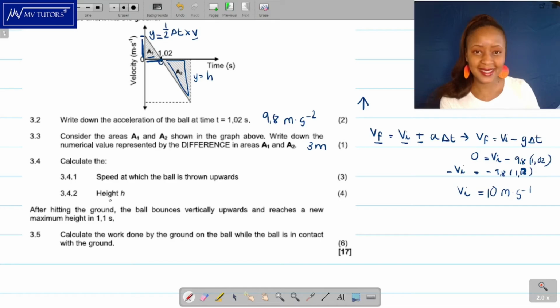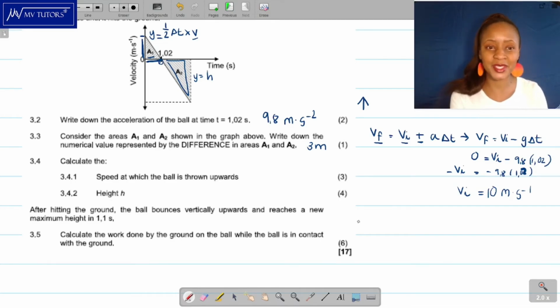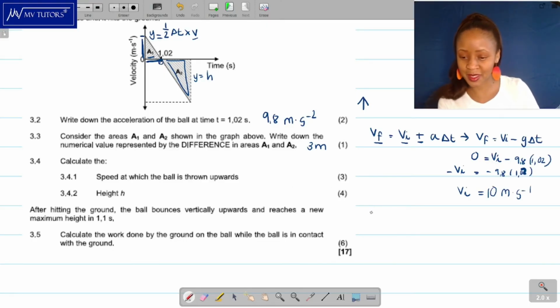Now they want height h. We go back to our equations of motion. I'll calculate it 2 ways. I'm just going to browse through mine and have a look which one to go with. Sometimes it's delta x, but because we're looking for a vertical distance, I'm going to go with delta y. And that is equal to the initial velocity times delta t minus, because we've chosen gravity as going down and our positive is going up, minus half g delta t squared.